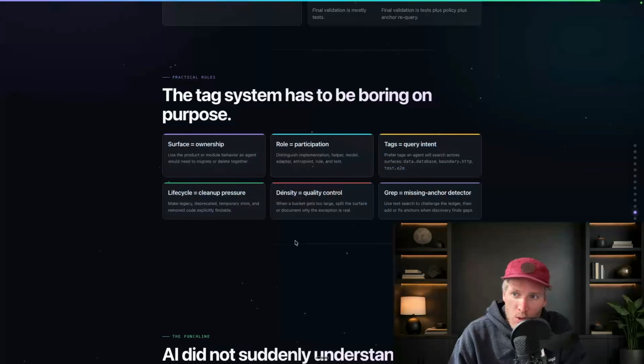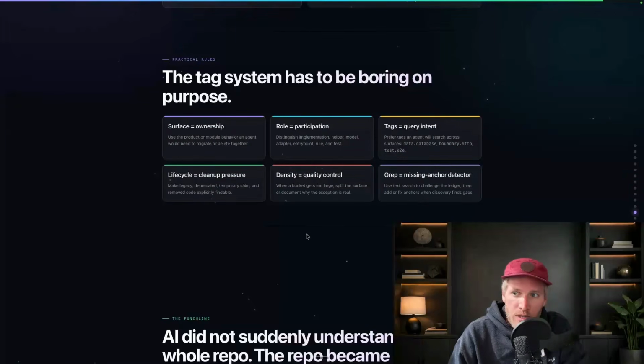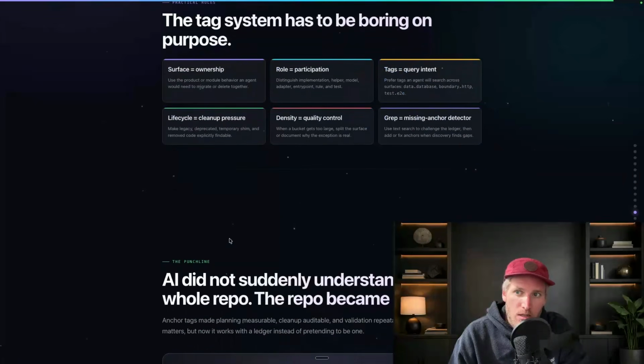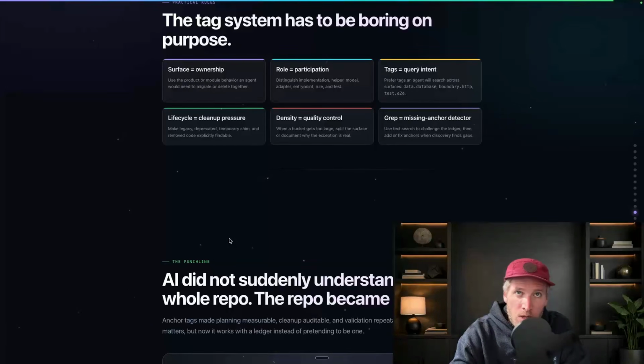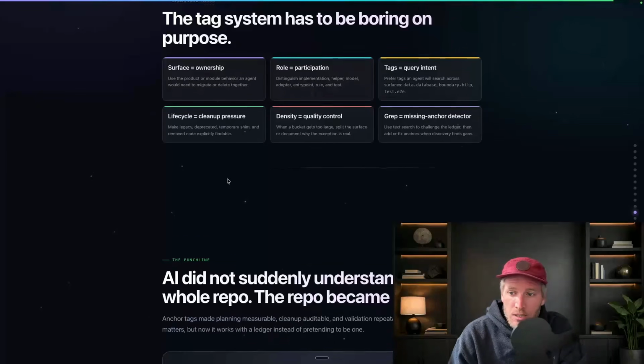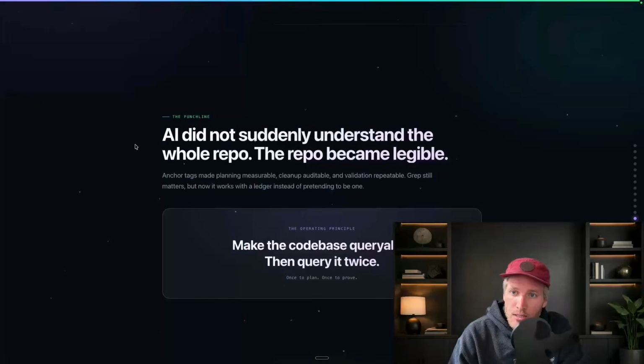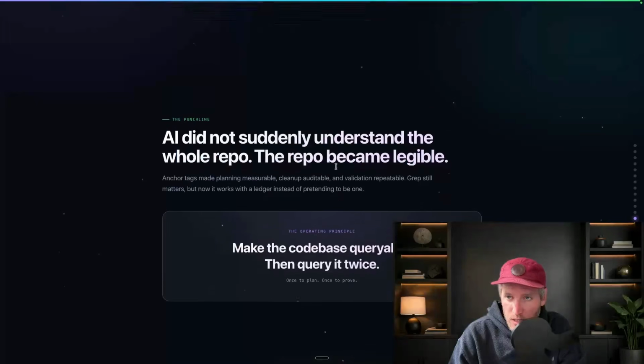Make the tag system boring. It doesn't work if every anchor tag is a completely different bespoke set of tags. You want boring anchor tags. You want to limit and logically group. I think our rule is that anchor tags can't be the exact same for more than like 25, but they also cannot be unique. So it's somewhere in the range of 10 to 15 kind of similar anchor tags for linking things together from a metadata perspective. And the point is AI did not understand the whole repo, does not understand the whole repo. The repo becomes more legible, and that's the rule of it, right?